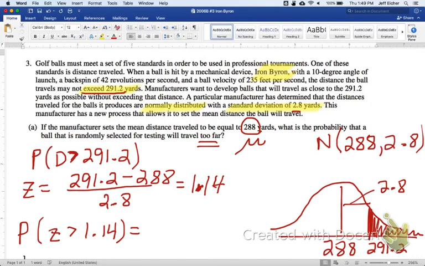So to find this, we could then type it into our calculator, normal CDF. Normal CDF, our lower bound. If you're just going to not type the z-score in there, your lower bound would be 291.2. Your upper bound would be infinity, or 9999999. Your mean would be 288. And your standard deviation would be 2.8. Or that would look kind of like this.